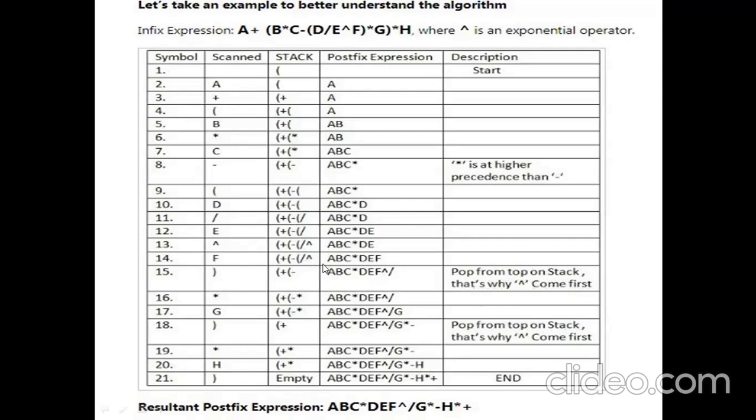That's why the top character comes first, and the top value will be fetched. Next, star. Star has higher precedence than minus, so we can directly enter it into the stack. Next one is G. It is an operand, so copy it over here.